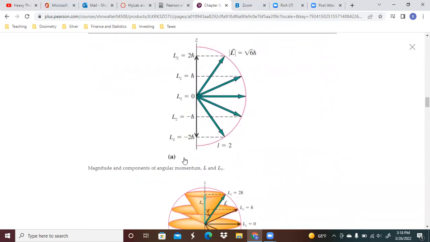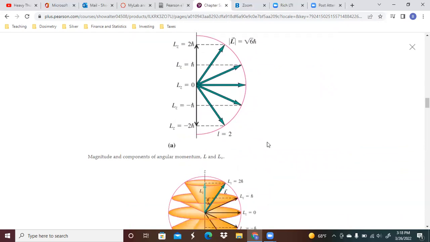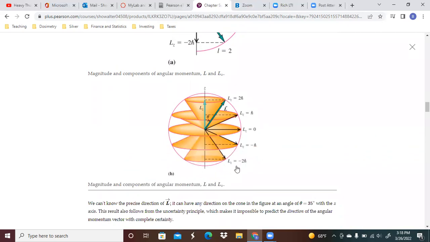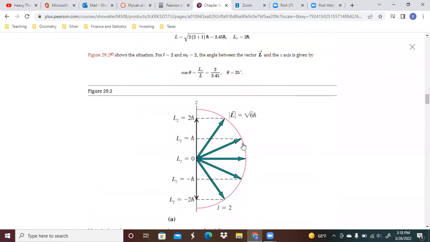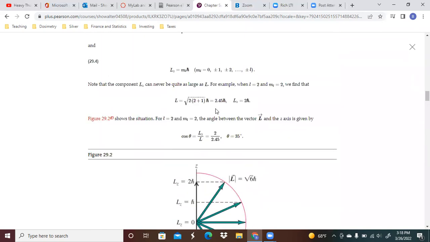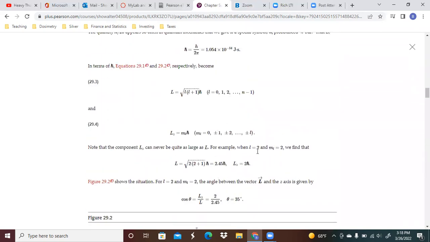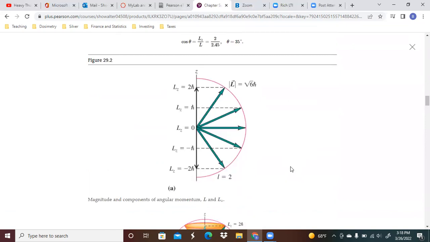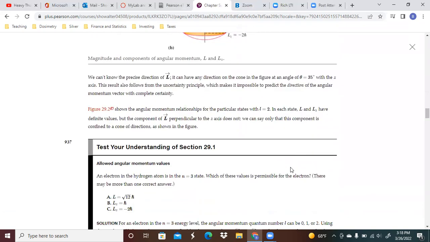So you've got a figure here where you've got the magnitude and the components of angular momentum. And then you've got the magnitude and components of angular momentum down here as well. It's just more of a 3D motion. So you can see here that you've got the Z component and then you've got the angular momentum component. And you can see how those two are here. What is the angle here in between this and this? Well, depending on what the values here of this and this are, then this determination can be made.